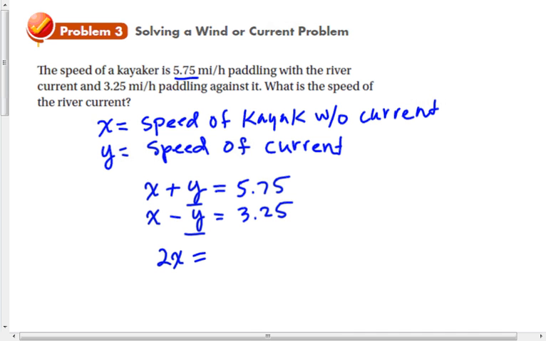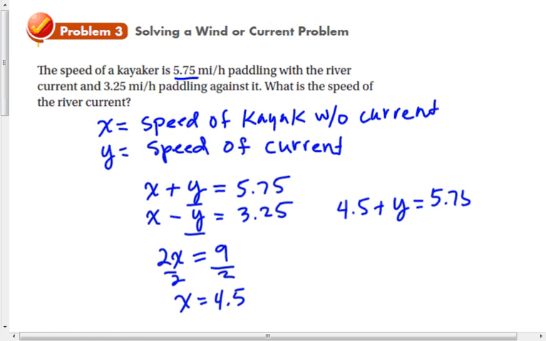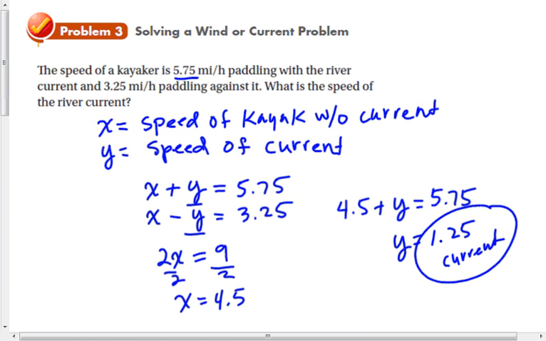And we get 2x equals 9, divide both sides by 2, and we get x equals 4.5. That is the speed of the kayak without current. So if we take that and add our speed of our current, we should get the speed with the current, which is 5.75. Subtracting 4.5 from both sides, we get y equals 1.25. And that is the speed of the river current. You try that.